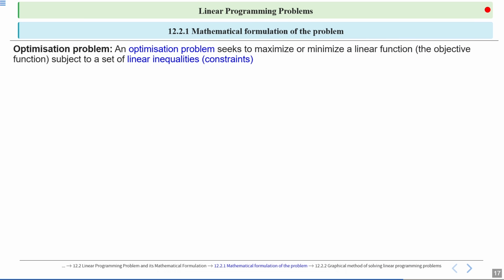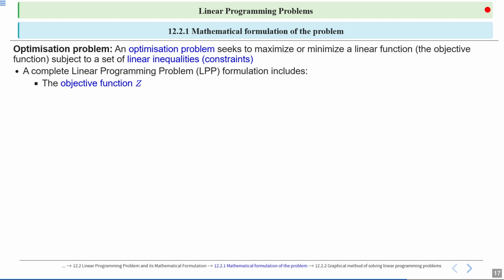Now we will discuss the optimization problem. So an optimization problem seeks to maximize or minimize a linear function that is called the objective function, subject to a set of linear inequalities. So linear inequalities are called constraints. So a complete linear programming problem formulation includes the objective function z, all structural constraints, okay, and the non-negative constraints, that is, the decision variables should be greater than or equal to 0.